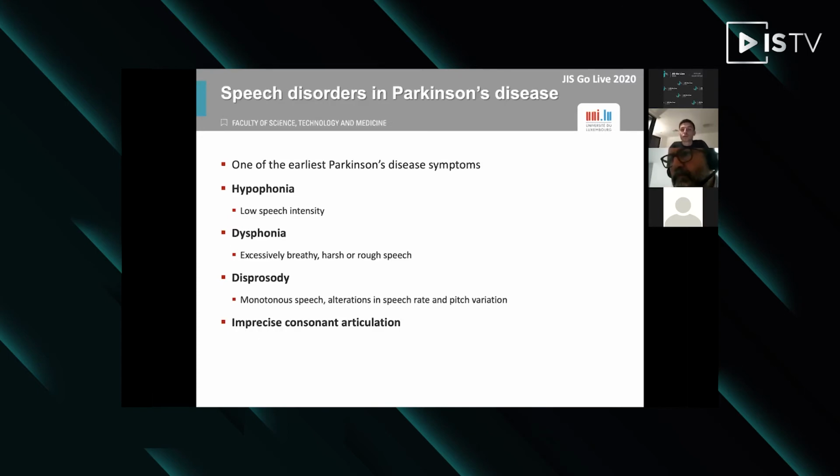There are different speech disorders that appear in Parkinson's disease, and indeed speech disorders are one of the earliest symptoms of Parkinson's disease, even though they are sometimes at the early stages overlooked by both the patients and their medical practitioners. The major speech disorders are hypophonia or low speech intensity, dysphonia, which is usually manifested by harsh or rough or excessively breathy speech, then dysprosody, which is reflected by a flat speech, but also by some alterations in both the speech rate and pitch, and sometimes also in imprecise consonant articulation.